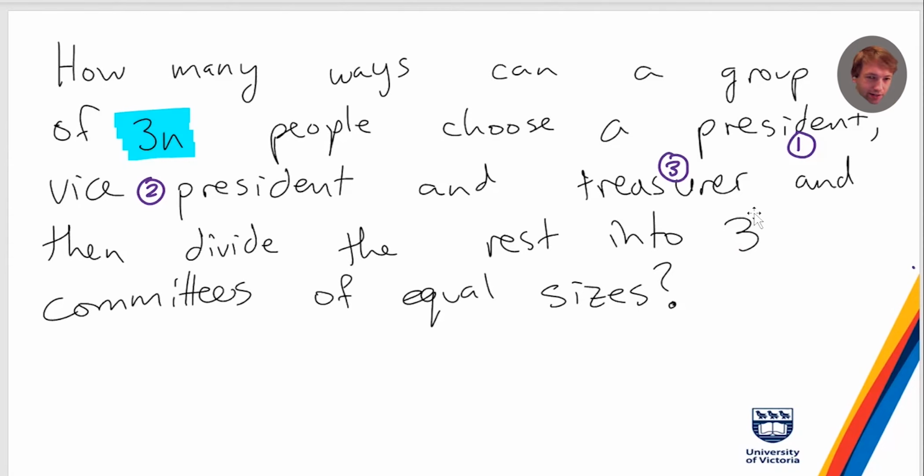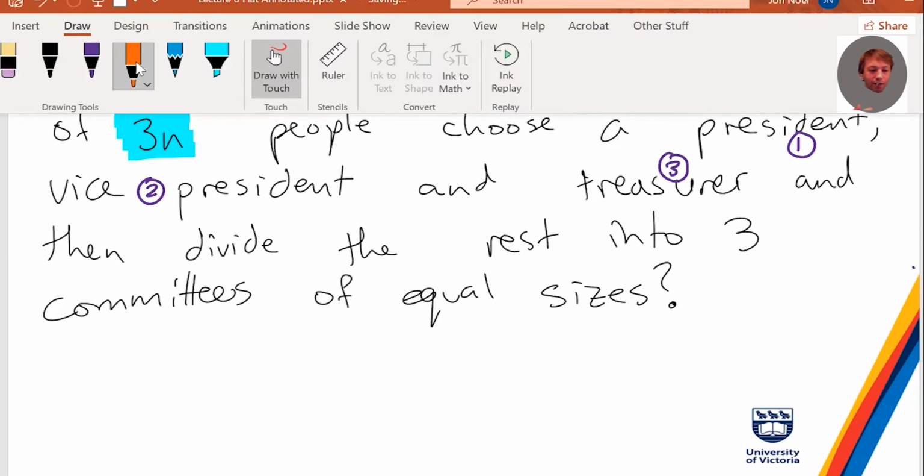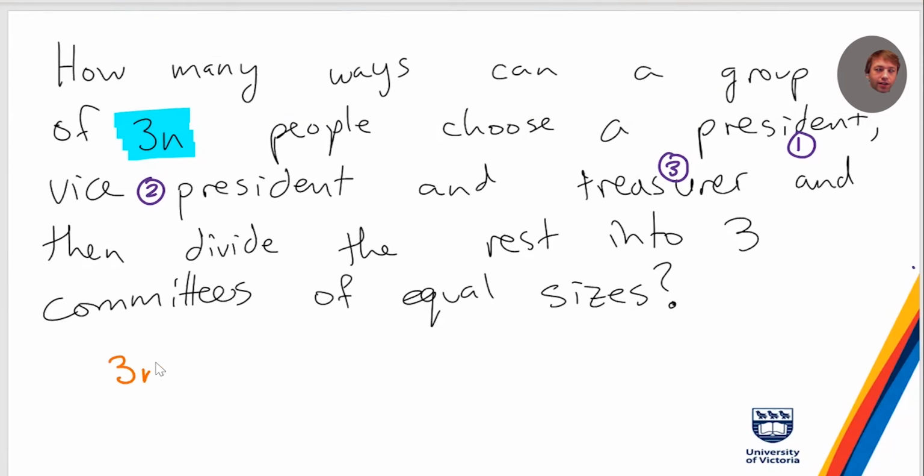As in most things in this course, this kind of boils down to the rule of product, right? But first of all, how many ways can I choose the president? In these problems, you should often think of doing things sequentially. First, I choose the president: I've got 3n choices. Then I choose the vice president, 3n minus 1 choices. Then I choose the treasurer, 3n minus 2 choices.